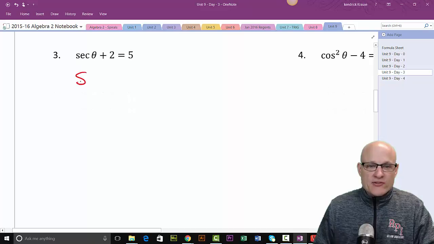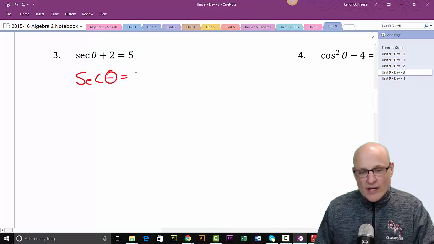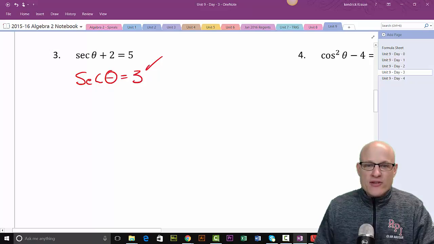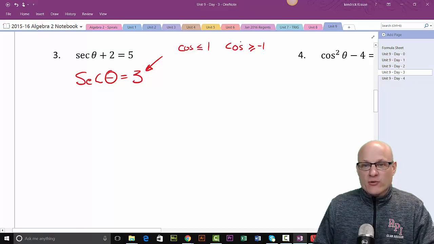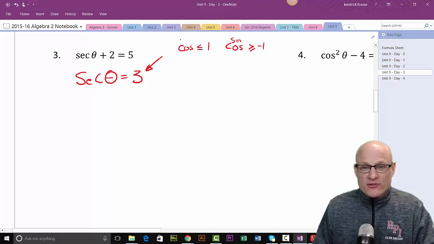Subtract 2, I get secant theta equals 3. This is not a problem. Remember, cosine has to be less than or equal to 1, or greater than or equal to negative 1, and so does sine. But not the other functions. The other functions, well, we're going to talk about those.